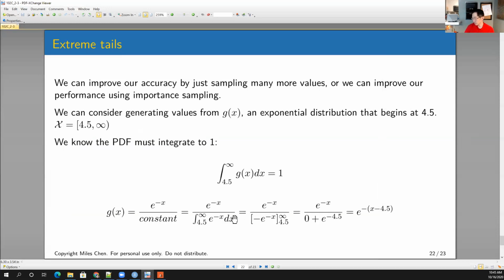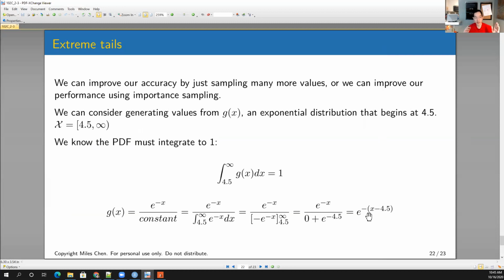I did a little bit more math here. Basically, it's the exponential distribution, but shifted by a constant, so I can also scale it. I can integrate from 4.5 to infinity, and this becomes e to the negative 4.5, and I'm going to basically just get e to the negative (x minus 4.5). Is this all right?